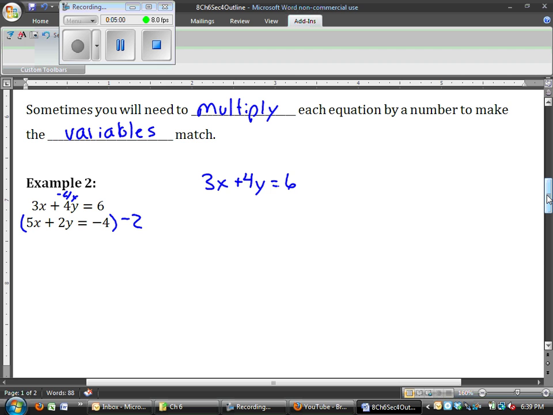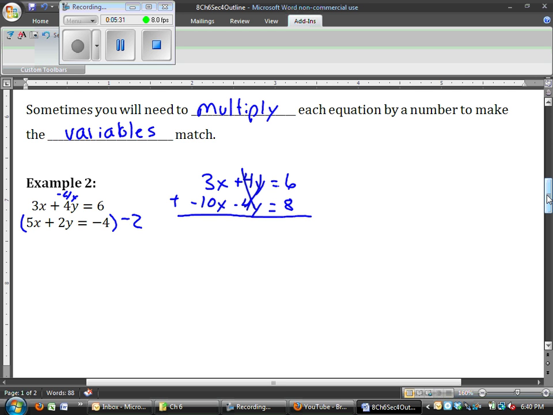Now I multiply the bottom by negative 2, so negative 2 times 5 is negative 10x. Negative 2 times positive 2 is negative 4y. Negative 2 times negative 4 is positive 8. The easiest mistake to make is to forget to multiply your answer by a number also. So now when I look at this, I see that I have variables matching up. So I know a plus 4y and a minus 4y cancel.